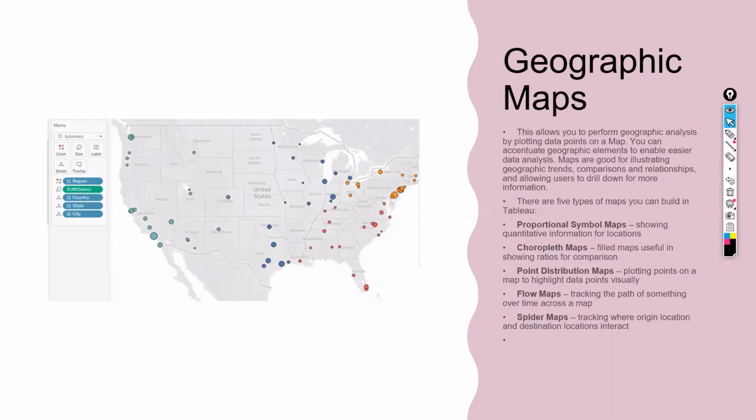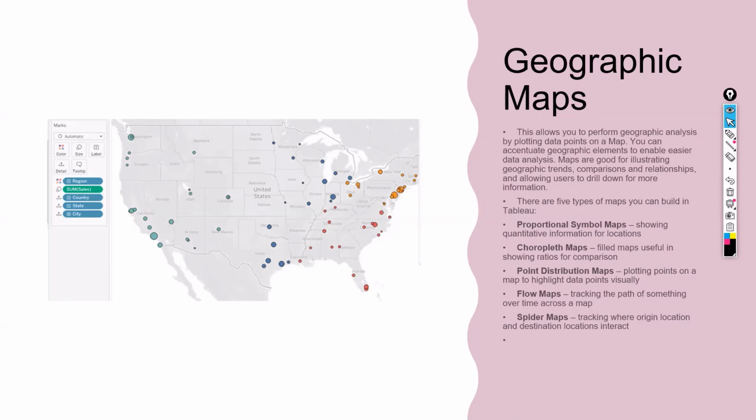As you can see here, this is a graph that you can create in Tableau. I've just taken a snip from it and pasted it here. What you can do here is perform geographic analysis by plotting data points, like I told you, and accentuate geographic elements to enable easier data analysis, right? You can use the same example here: from where do you have customers, or from where are your employees coming? All that.